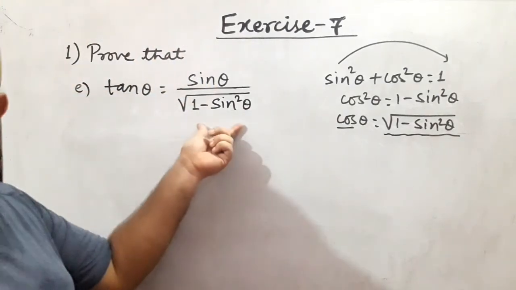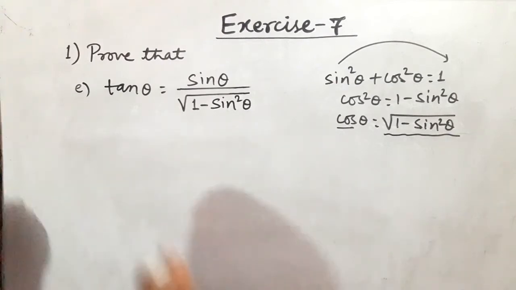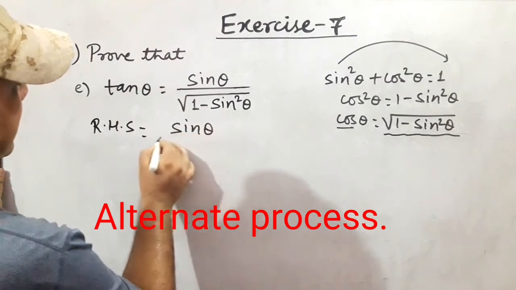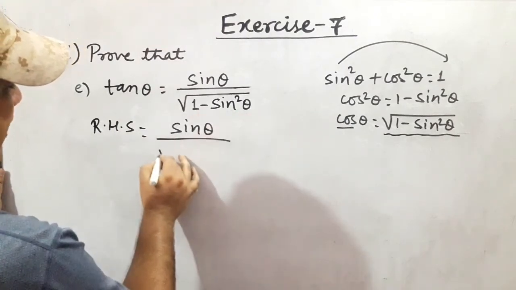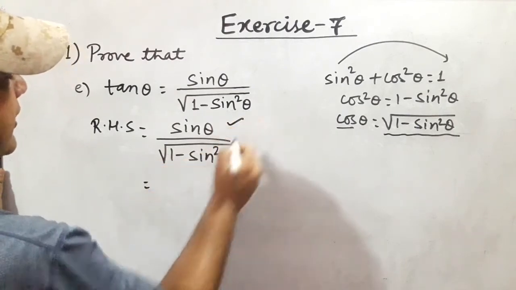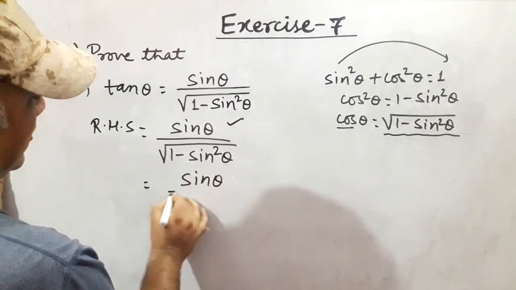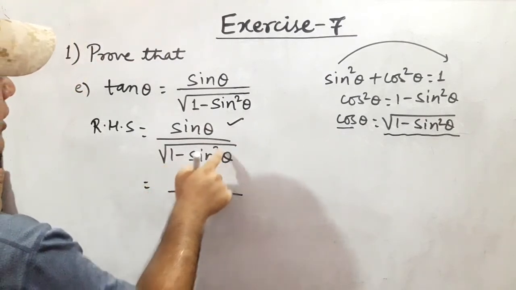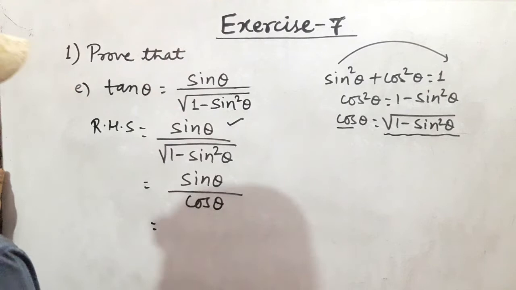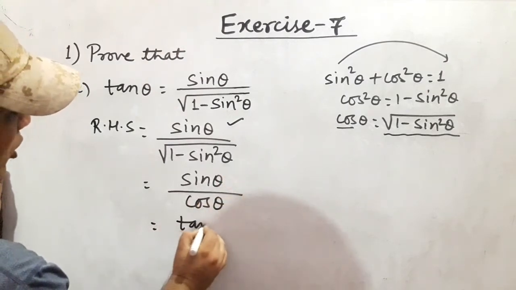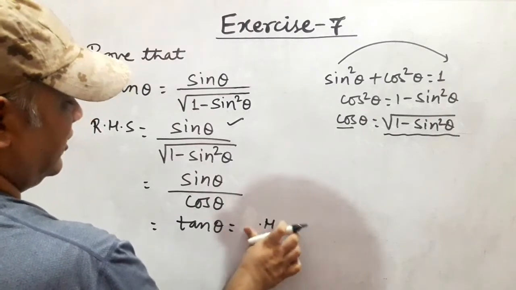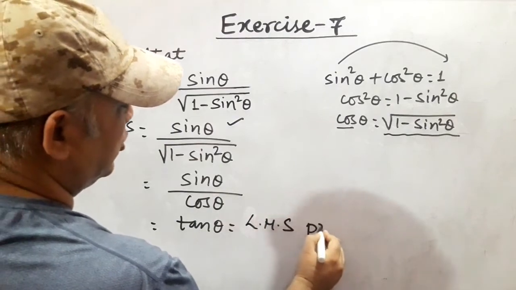This can be done from the right hand side also. Let's do it from the right hand side. Sin theta by root under 1 minus sin square theta. Sin theta as it is, root under 1 minus sin square theta can be written as cos theta. So it becomes cos theta. Sin theta by cos theta is equal to tan theta, which is our right hand side. Sorry, it's the left hand side. Proved.